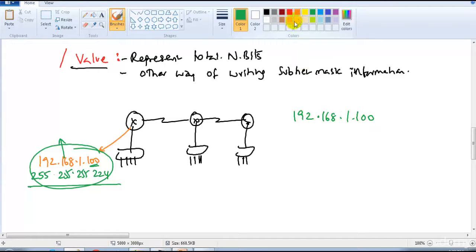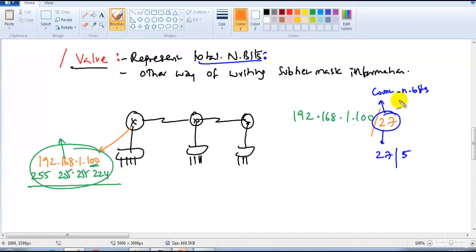192.168.1.100. In documentation you will see this as /27. Now what exactly is /27? The /27 represents your total network bits. How many total network bits do we have? 27, which means the tally will be 27, and all the remaining will be your host bits, which means 5 host bits: 28, 29, 30, 31, 32. Normally we count only network bits and we don't count any host bits. It's another way of writing your subnet mask information.